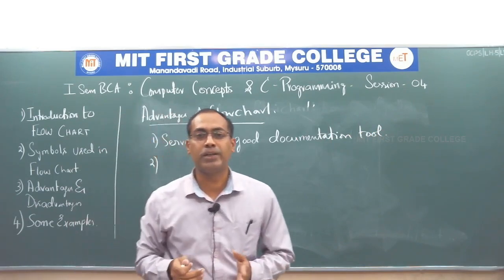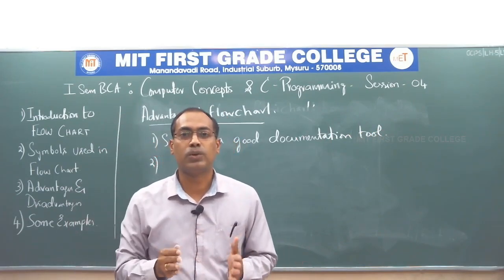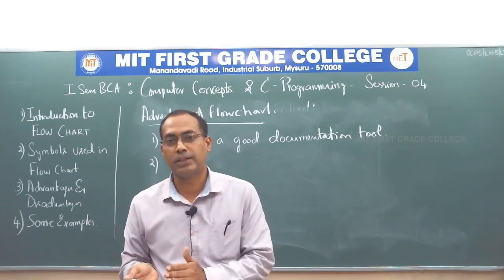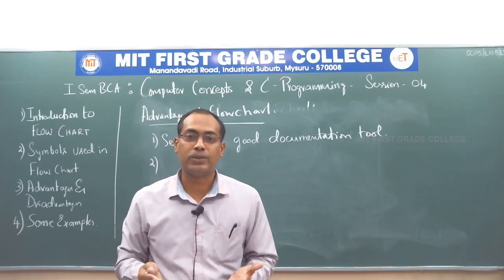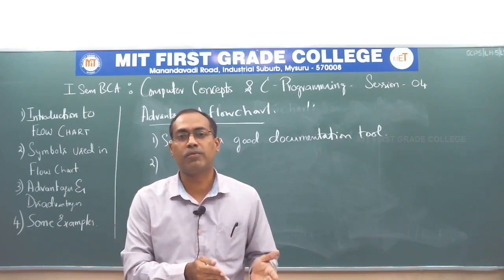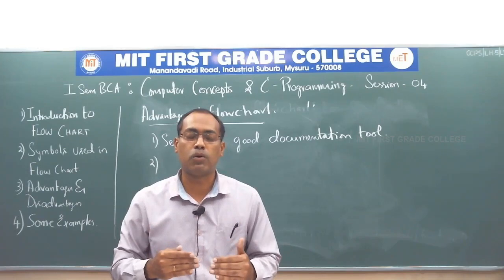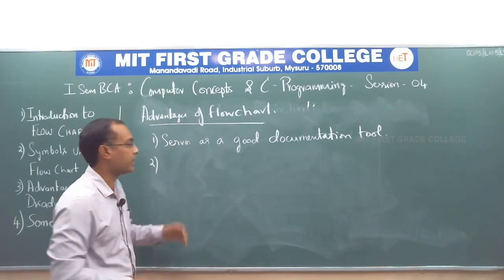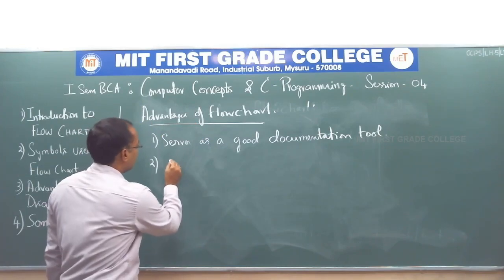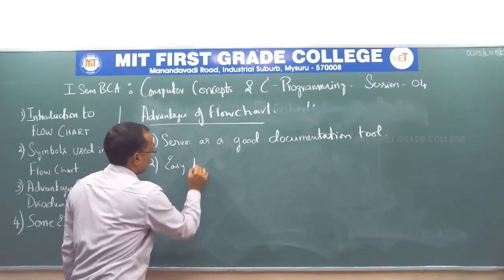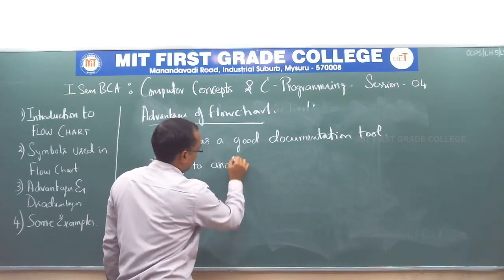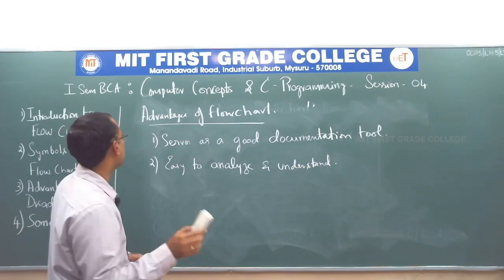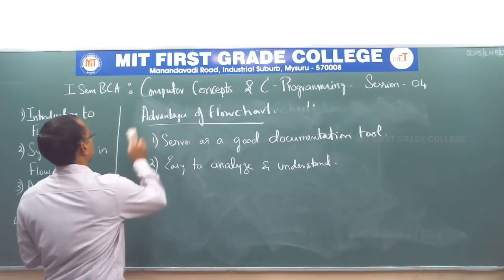Next, when I explained to you that example, you took a decision whether to follow the graphical map or the textual instructions. What did you take? You took the decision of the graphical map to go from point A to point B, because it is easy to understand. So the second advantage is that it is easy to analyze. So, these are the advantages of flowchart. Now we'll see some of the disadvantages of flowchart.